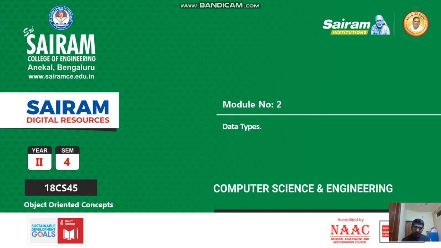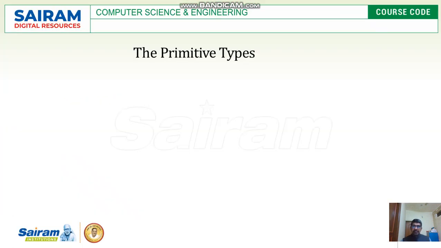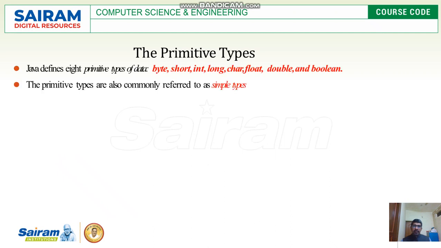Welcome back. In this video, we are going to see the different data types used in Java. So let us see this one by one. Normally, the first category is going to be primitive types. Under primitive, we have byte, short, integer, long, character, float, double, and Boolean.